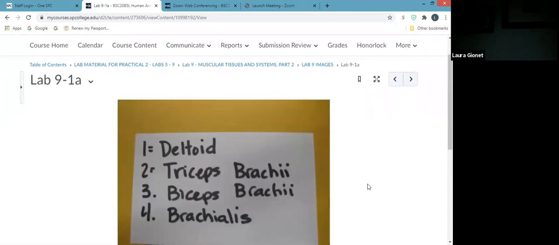Okay, and so one is the deltoid, triceps brachii, biceps brachii, and brachialis.